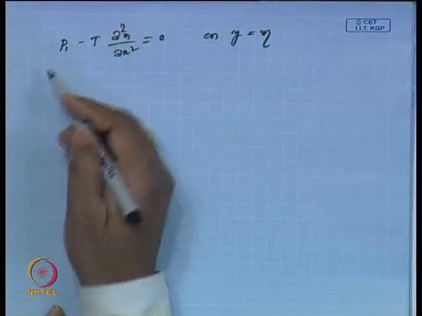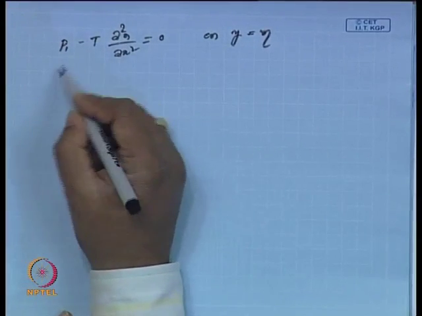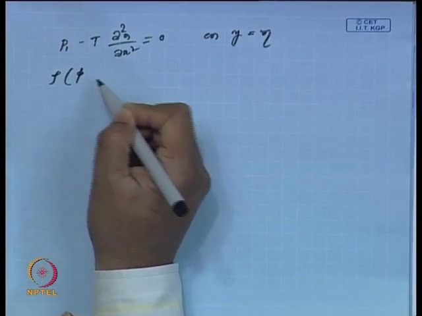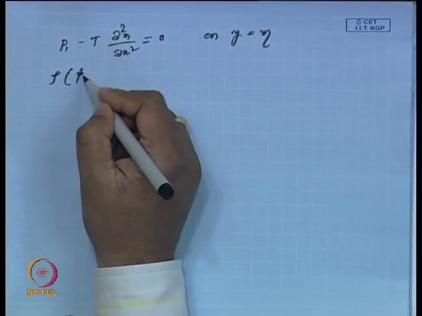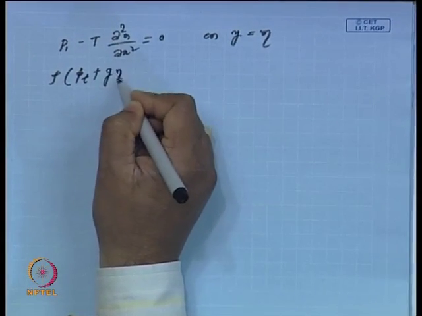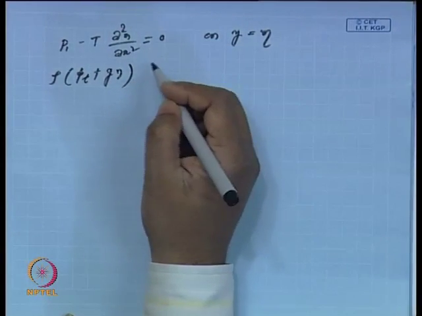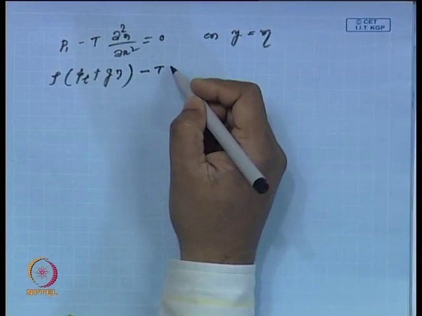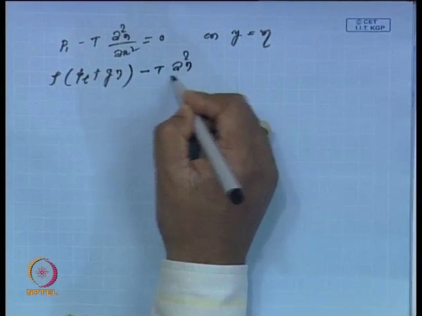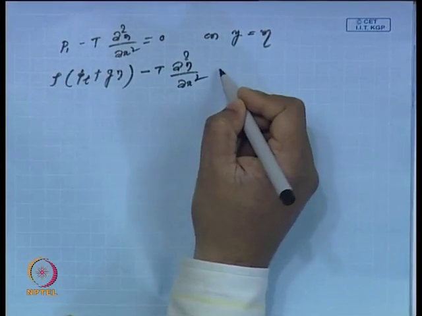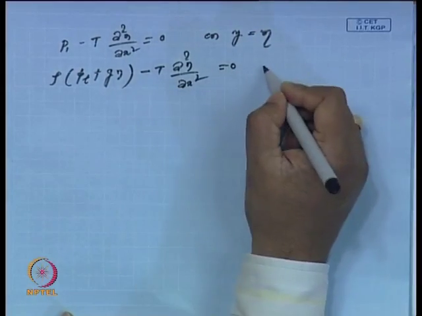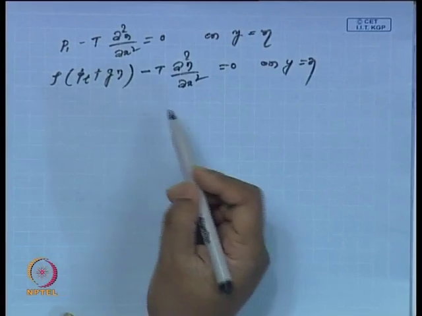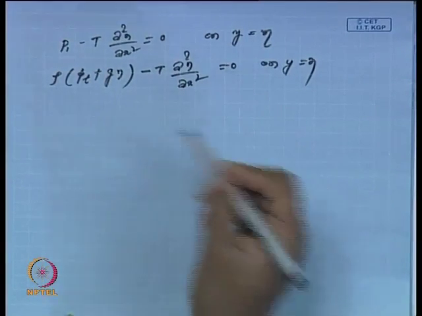Again, what happens if I substitute for P1, the hydrodynamic pressure? P1 is rho times phi t plus g eta, and that is minus T del square eta by del x square, equal to 0 on y is equal to eta, because I am considering the linearized water wave theory.